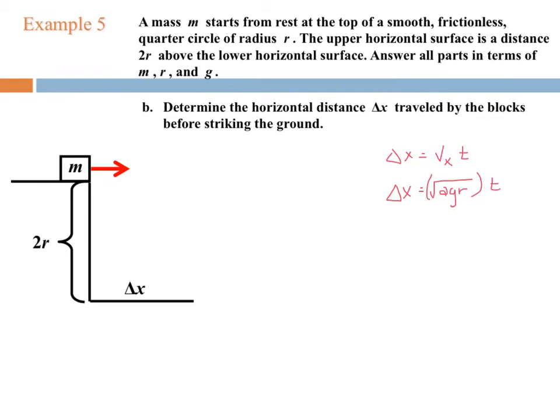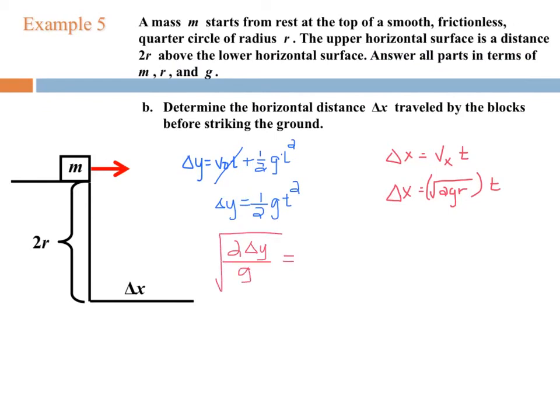So remember that I can go back to the y direction, which is delta y is equal to v naught t plus 1/2 gt squared to solve for time. Now, my velocity in the y direction is equal to 0, so it just reduces down to delta y is equal to 1/2 gt squared. And again, I want to solve for time, so this rearranges to the square root of 2 delta y over g is equal to t.